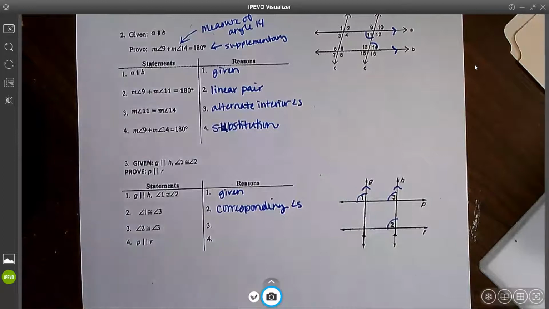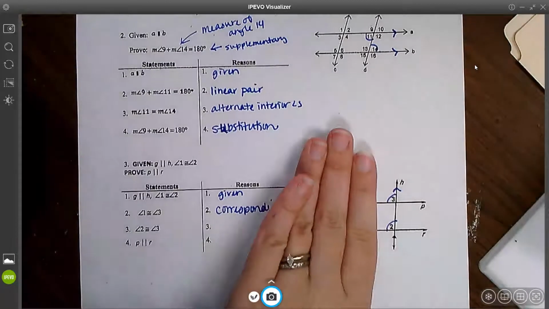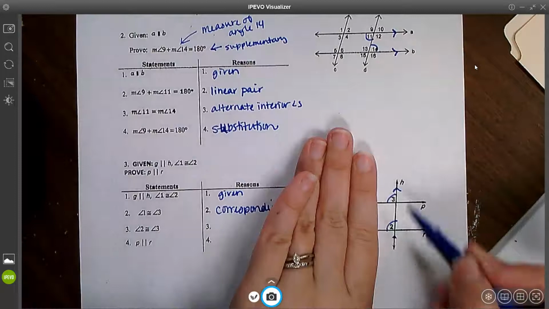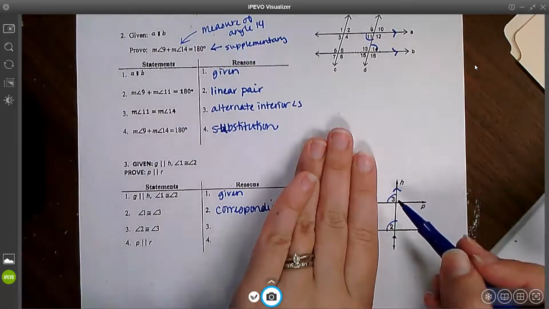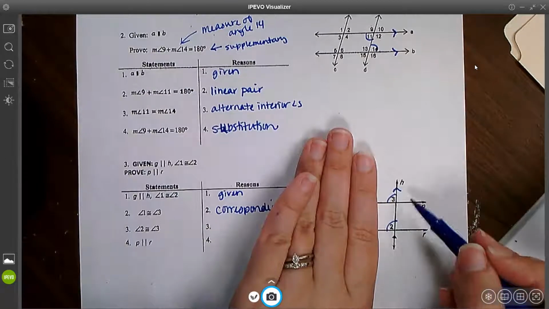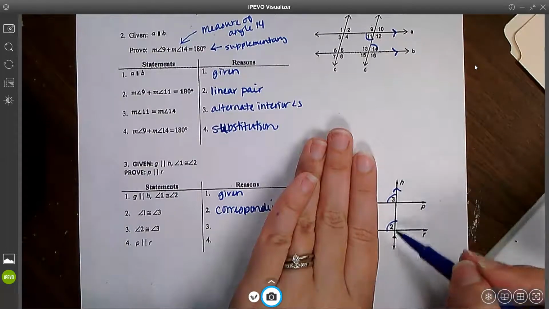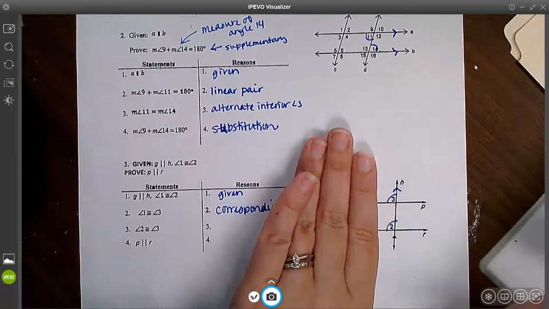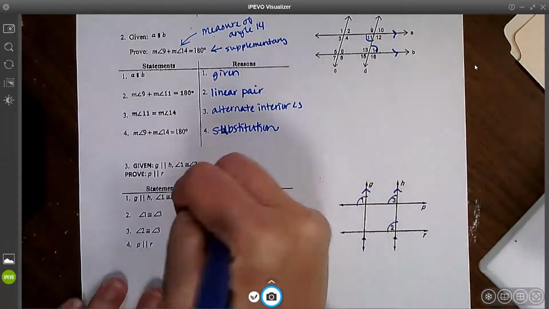Then it says that angle 2 is congruent to angle 3. Well, if we cover up everything else, then P and R are our perpendicular angles, and H is our parallel lines, and H is our transversal. So 3 and 2 are congruent because they are corresponding angles again.